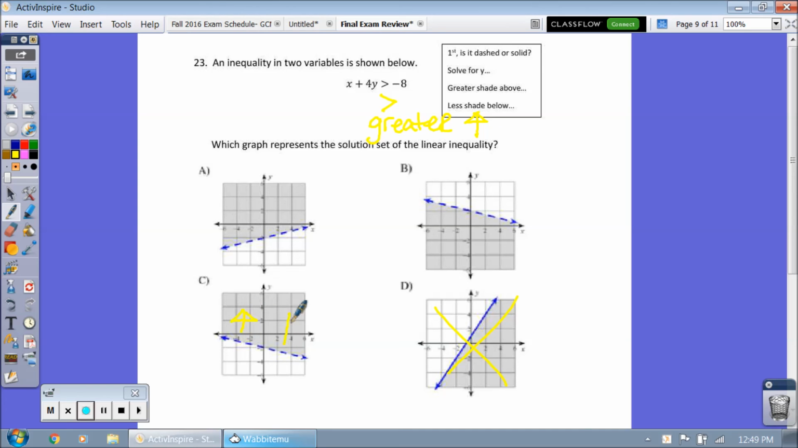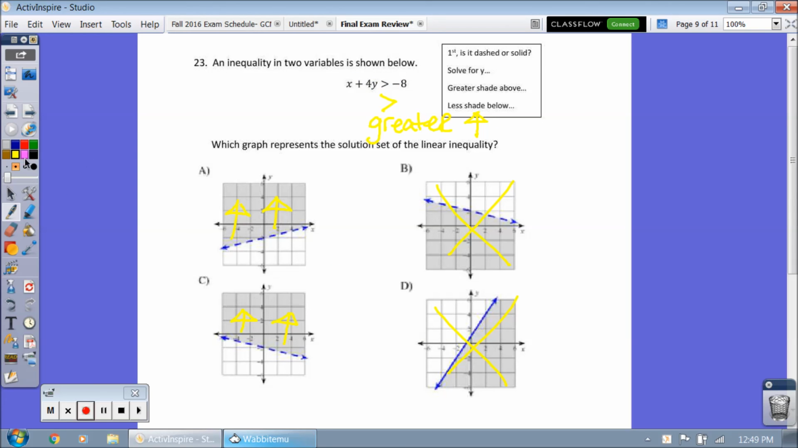Well, this one has shading above the line, and this one also has shading above the line. So it cannot be B. The question is, which one of these is it? Is it A or C? These are two different lines. One of them has a positive slope, one of them has a negative slope.